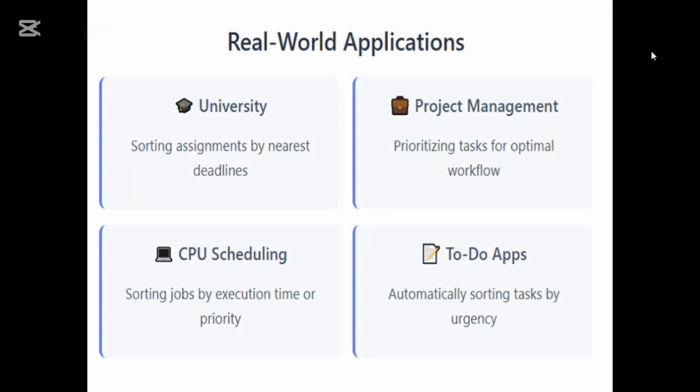Hello everyone, my name is Subhapura Saini and now I'm going to talk about the real world application of the assignment scheduler system using the heap sort algorithm. Our scheduler has a wide range of real world applications. In education, it helps students prioritize assignments by deadlines. In project management, it sorts tasks by urgency. It also resembles how CPU schedulers operate, and to-do list apps can use similar logic to push important tasks to the top. By using heap sort, we ensure that tasks are always organized in the right order based on their priority or due date.